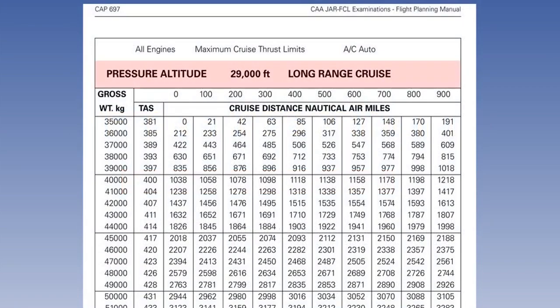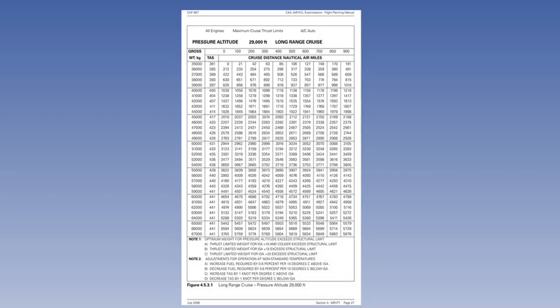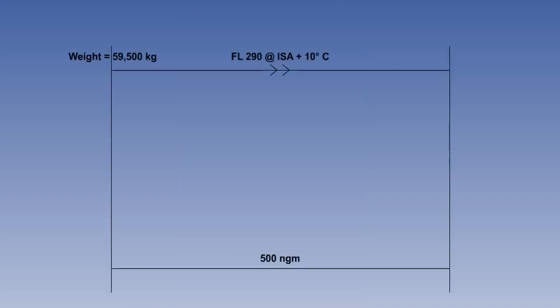In order to demonstrate this, we shall use an example of a long-range cruise at flight level 290. Now find the relevant table for long-range cruise at flight level 290. You should have found that the cruise conditions we are using are shown on Figure 4531 on page 27. Our flight has a first sector of 500 nautical ground miles with a 50-knot headwind. The weight at the beginning of the first sector is 59,500 kilograms. The temperature is EASA plus 10.